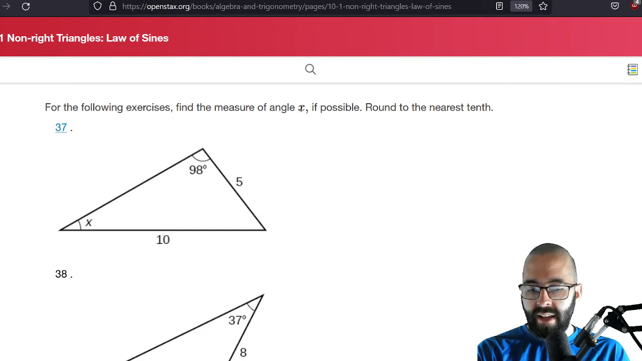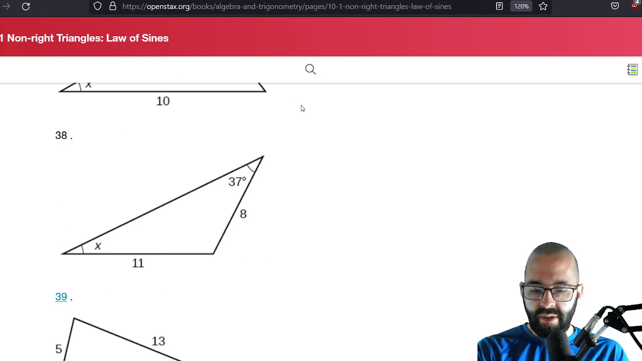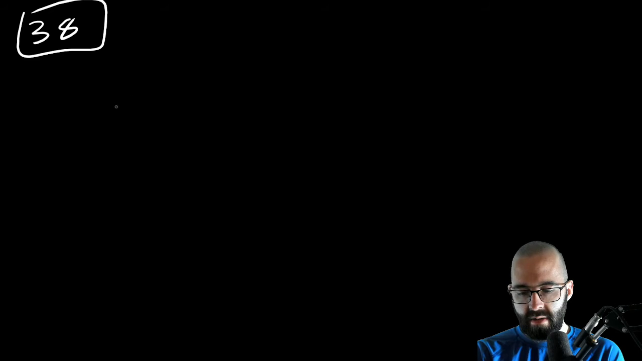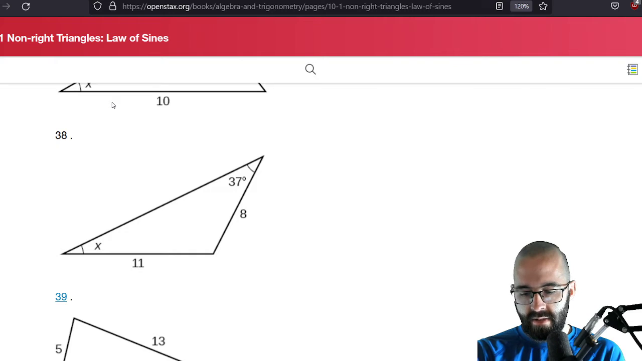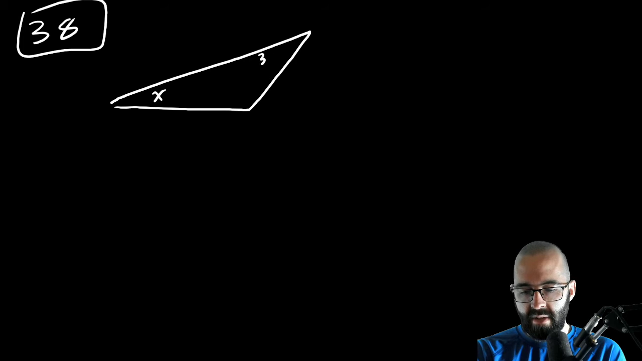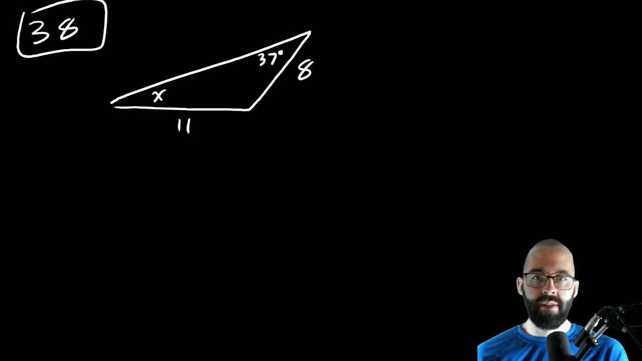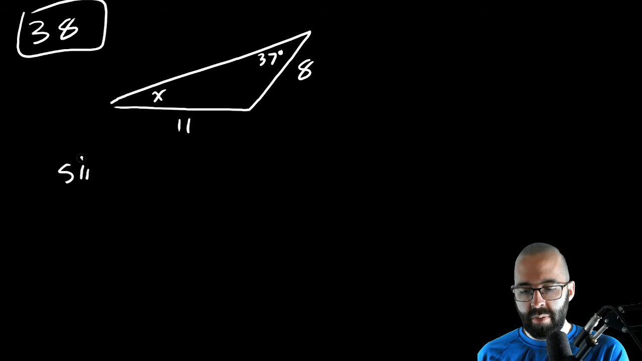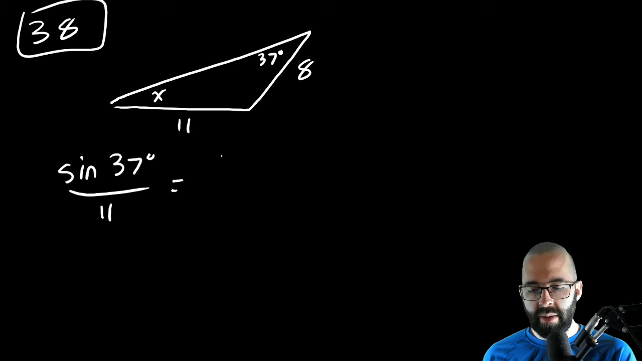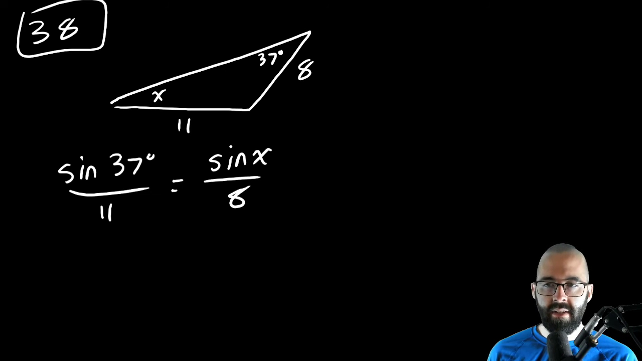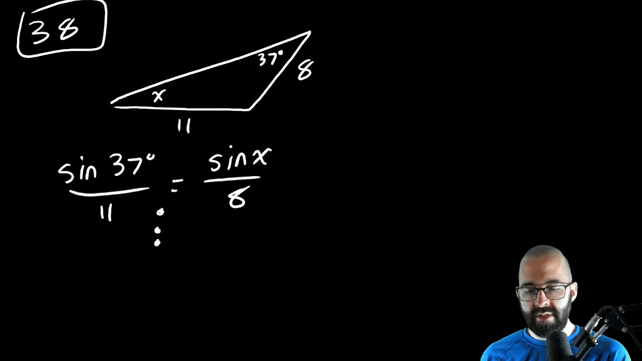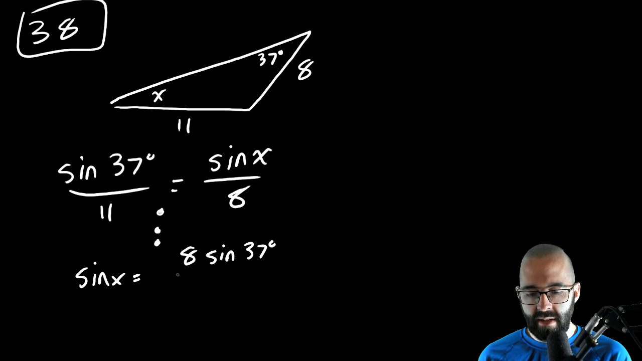Find the measure of angle x if possible. Round to the nearest tenth. Again, we have an obtuse triangle here. This is x. This is 37 degrees, 8 and 11. Law of sines says pick a pair that we know, 37 degrees and 11. And pick a pair that we want to find out, x degrees and 8. Solve for sine of x, and we'll get sine of x equals 8 times the sine of 37 degrees divided by 11.